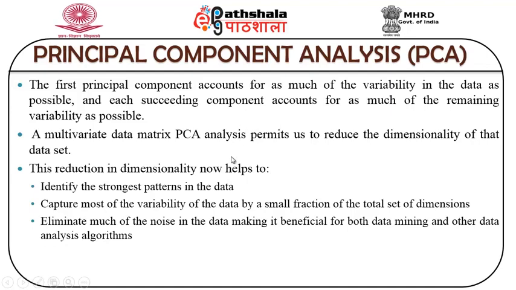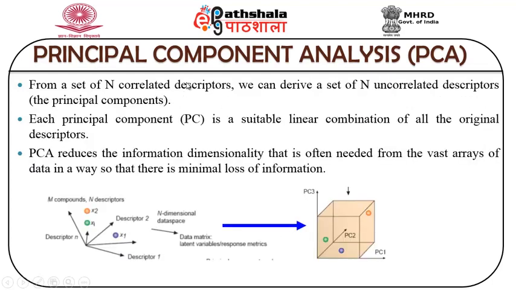A multivariate data matrix in PCA analysis permits us to reduce the dimensionality of the entire given input data set. This reduction in dimensionality helps us to identify the strongest patterns in the data, helps us to capture most of the variability of the data by a small fraction of the total set of dimensions, and eliminates much of the noise in the data, making it beneficial for both data mining as well as for data analysis algorithms. So, from a set of n correlated descriptors, we can derive a set of n uncorrelated descriptors, which are called the principal components.